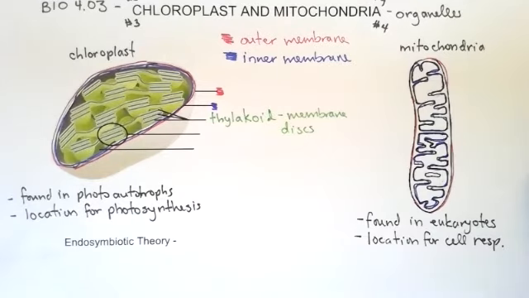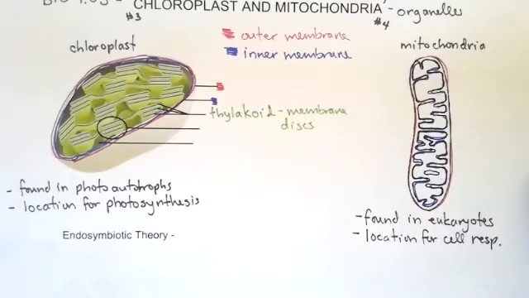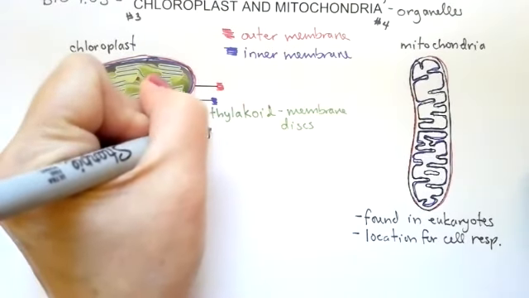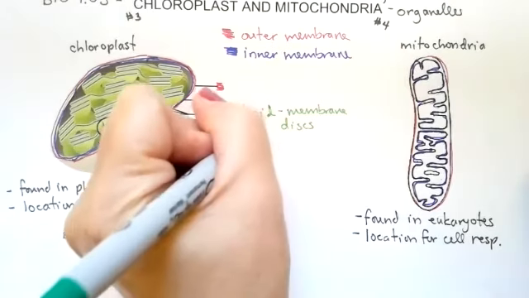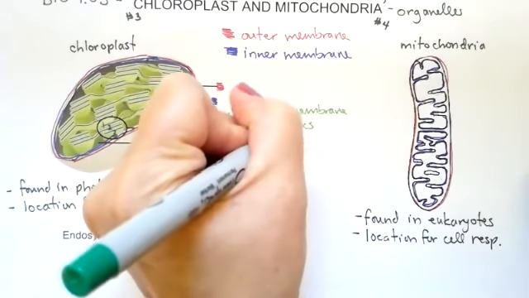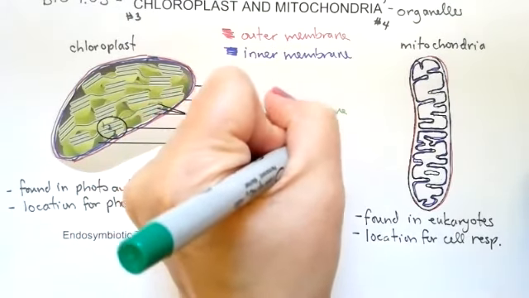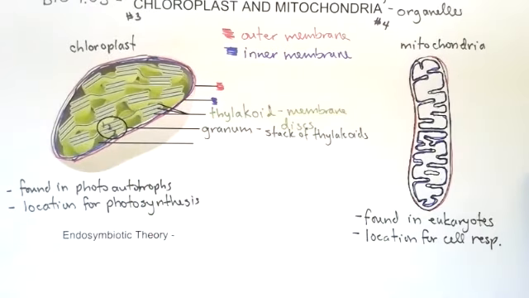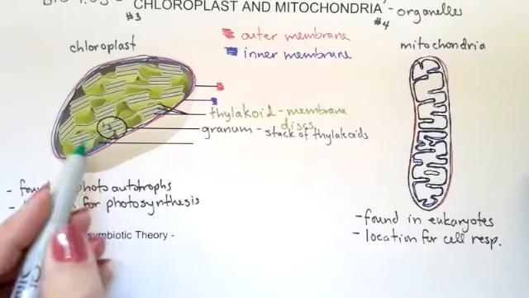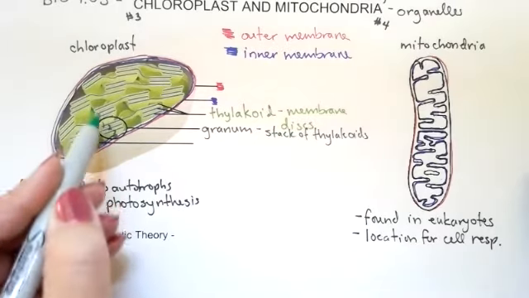If I put a bunch of these together, so this circle is indicating I've got 1, 2, 3 thylakoids, that's called a granum. A granum is a stack of thylakoids. By the way, the plural for that is grana. So if I was talking about this granum and this granum and this granum, it would be grana.